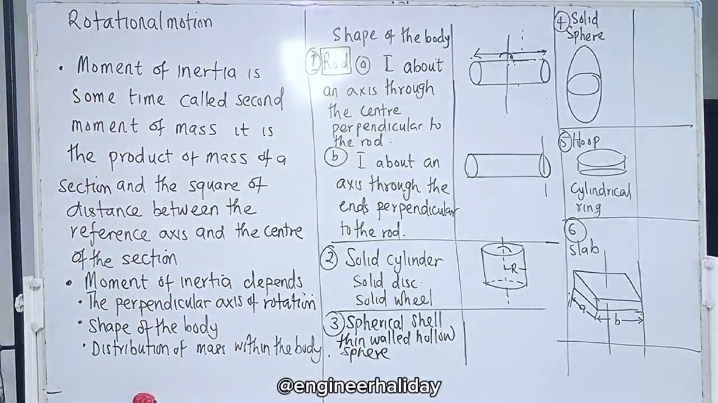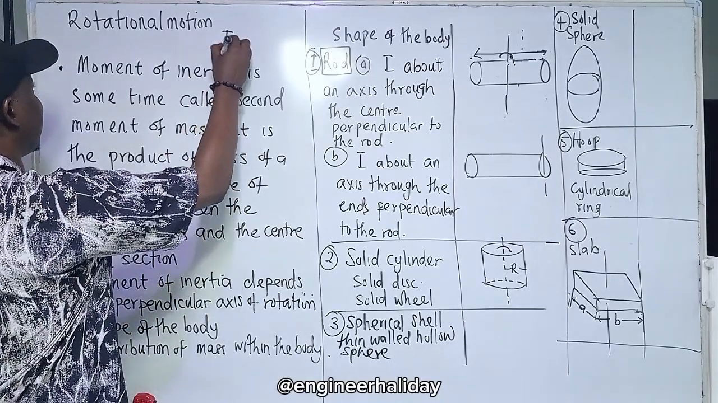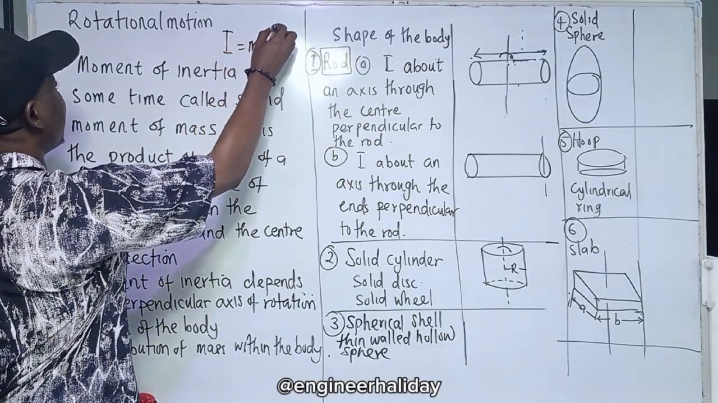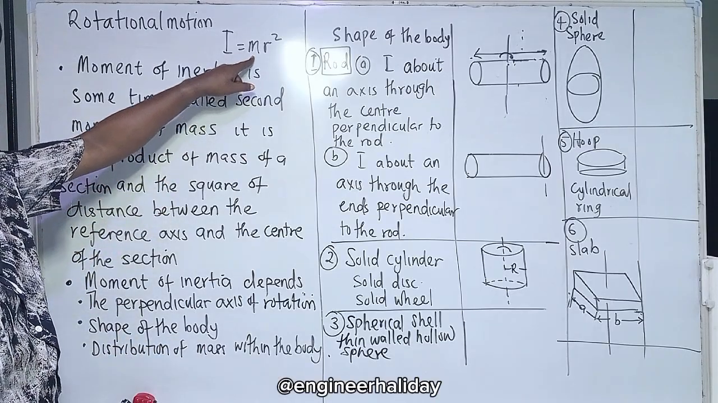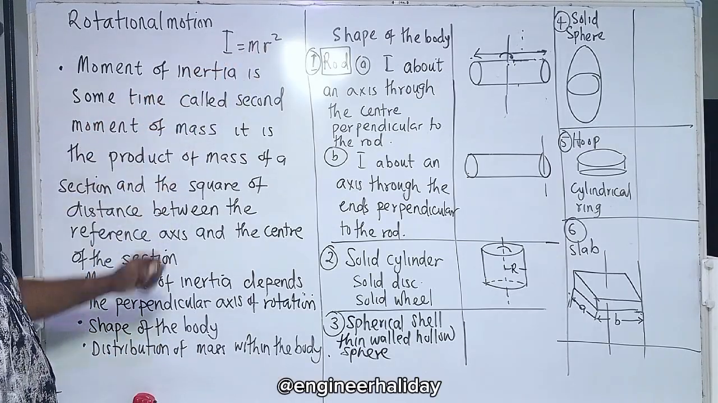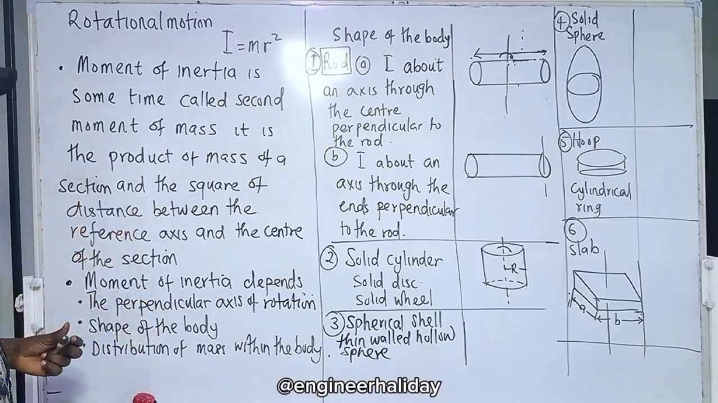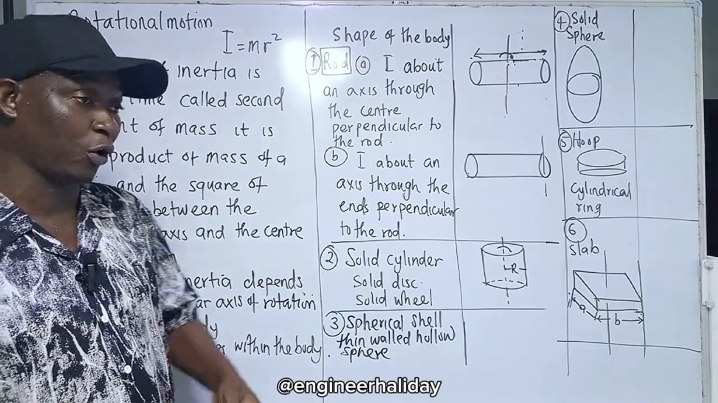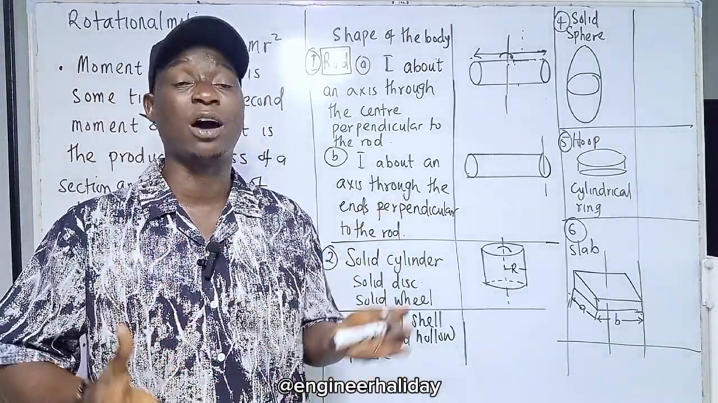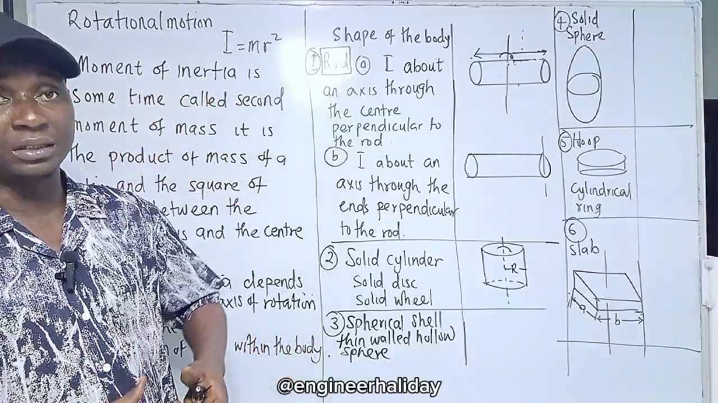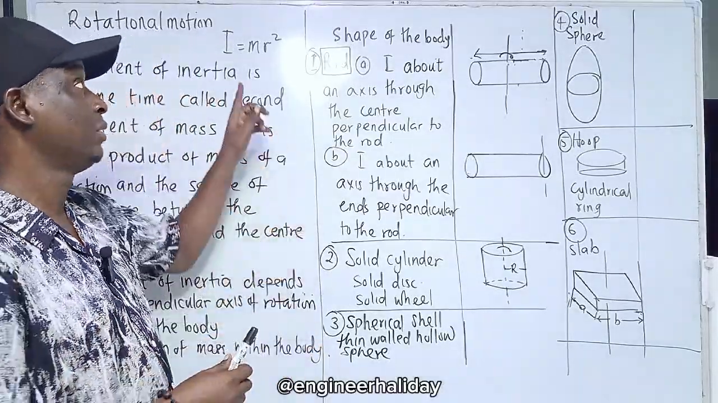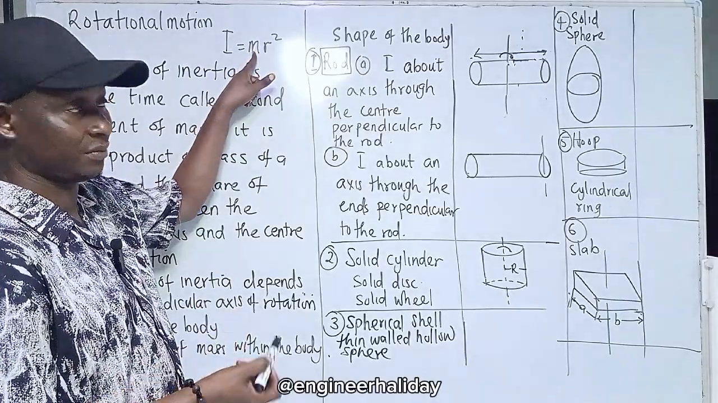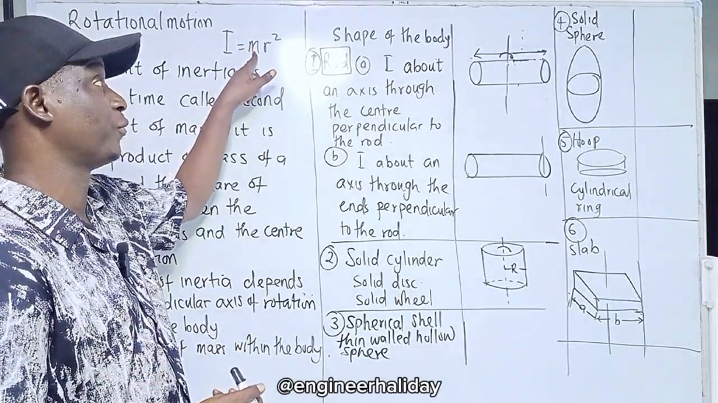If you want to write it mathematically, you can write moment of inertia as Mr square. That means the product of mass and the square of the distance between the reference point or reference axis and the center of the section involved. There are also factors that affect it. Don't forget mass can also affect moment of inertia.